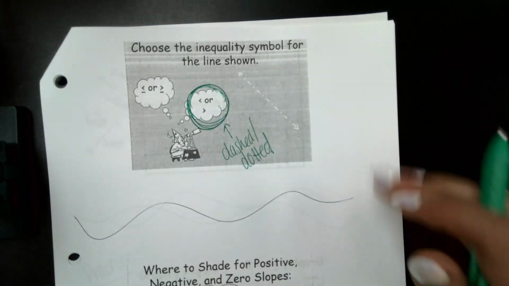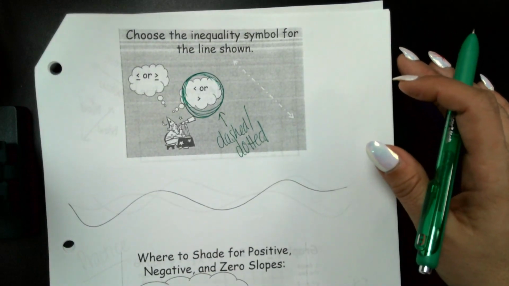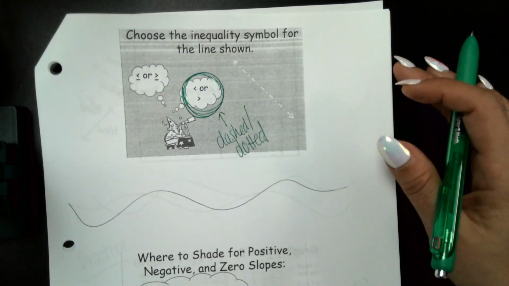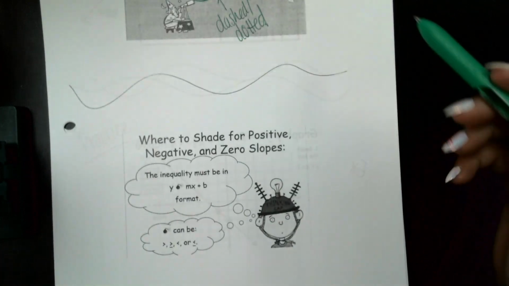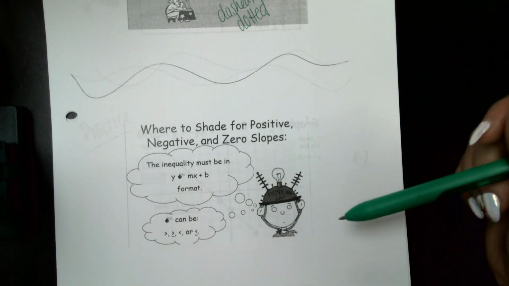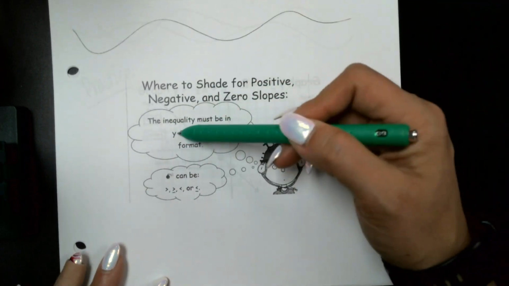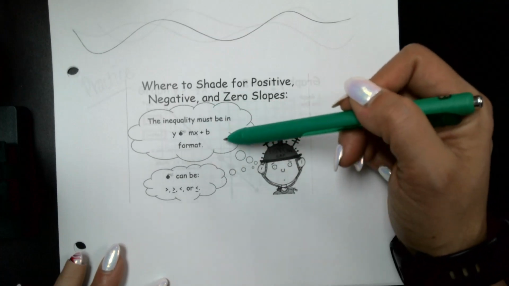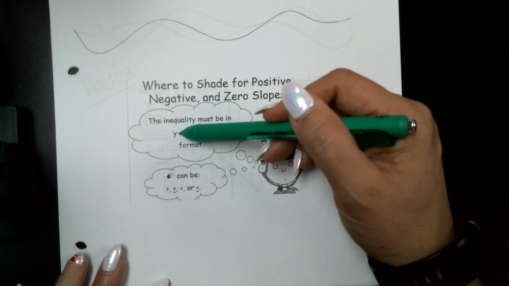Dashed or dotted because of there not being an equal sign. Okay, now down here at the bottom, we're going to start getting into the shading. So it says the inequality still has to be in slope-intercept form. Now this symbol right here can change.